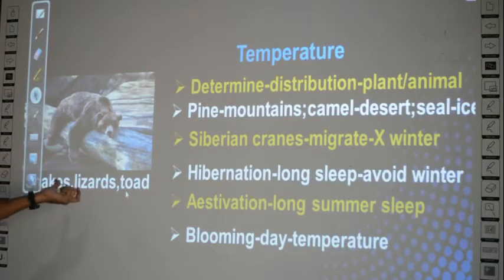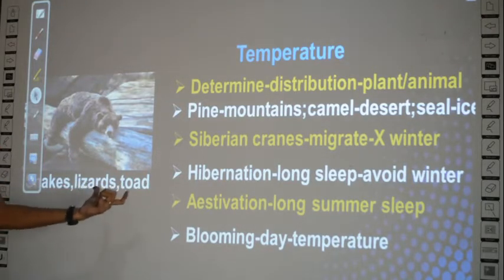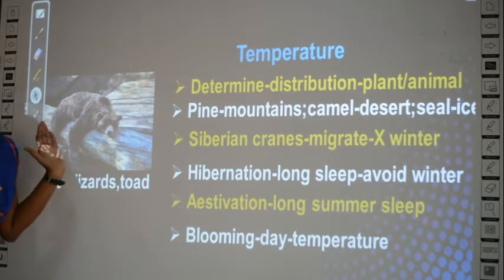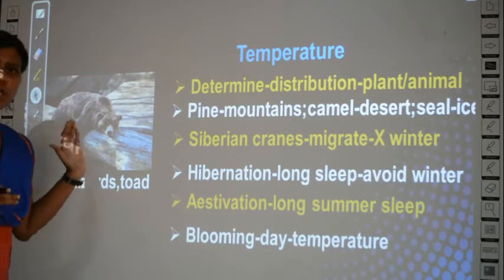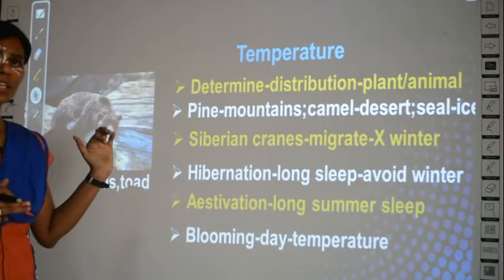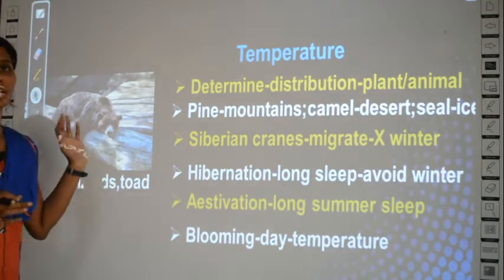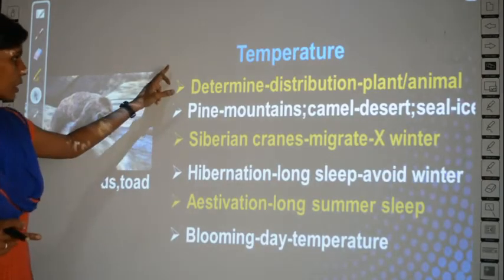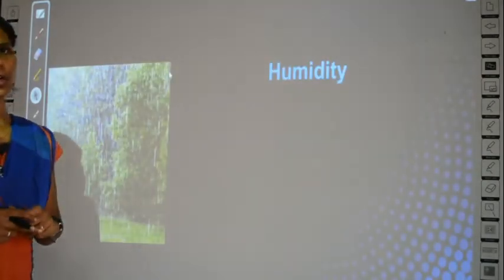Then there are some examples given for animals which usually hibernate: snakes, lizards, toad, and polar bear. Snakes you know, lizards you know, toad is a type of frog. These are all examples of animals which undergo hibernation. What is hibernation? These animals keep on sleeping in winter. Clear? So this is about temperature as an abiotic factor.